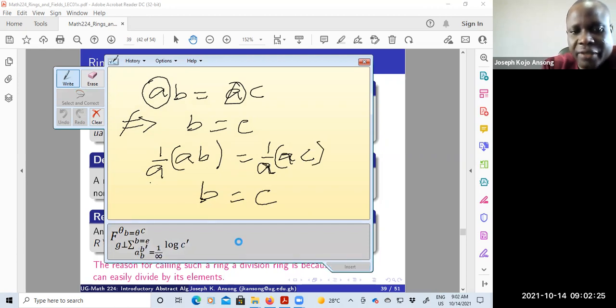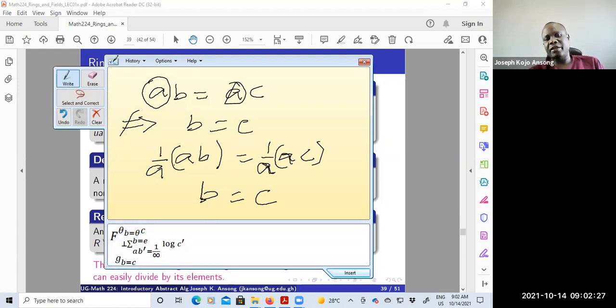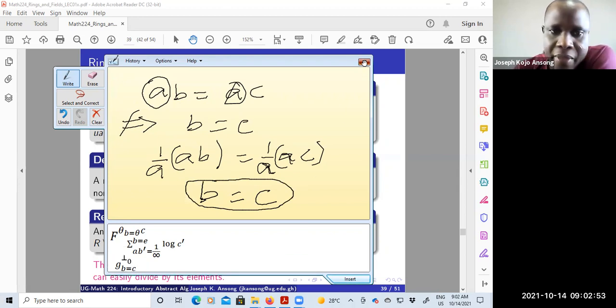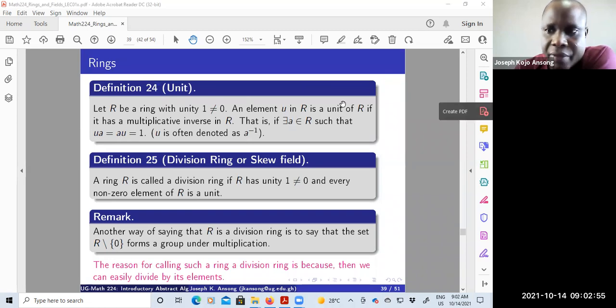So I can do this if I know that A has a multiplicative inverse. If I know that I'm dealing with a division ring, then every non-zero element has a multiplicative inverse, or every non-zero element is a unit. And therefore, I could divide, and then I'll get things like that. That is why it's called a division ring. So you should keep that in mind.